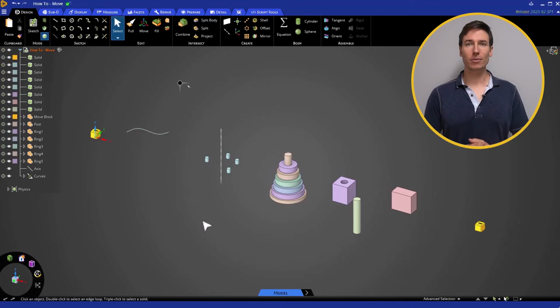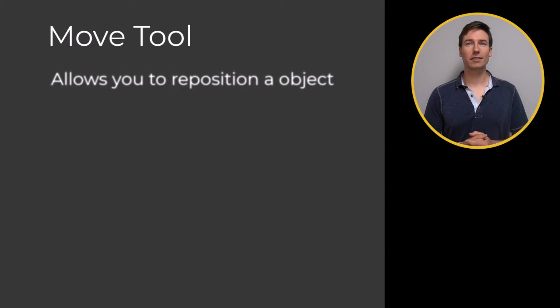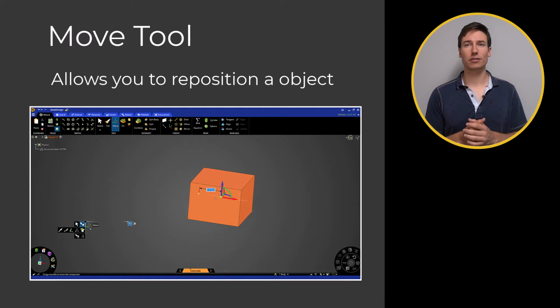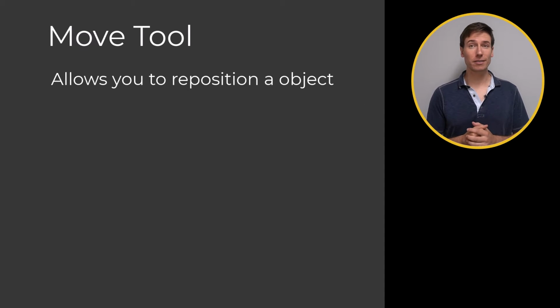In this video, we will focus on learning how to use the Move tool in Ansys Discovery. The Move command is a simple yet powerful tool in the Discovery toolbar. It allows you to reposition a selected object, or multiple objects, by translating in a straight line along one of three directions, or rotating about three different axes. This is the most basic explanation of what the Move tool does.